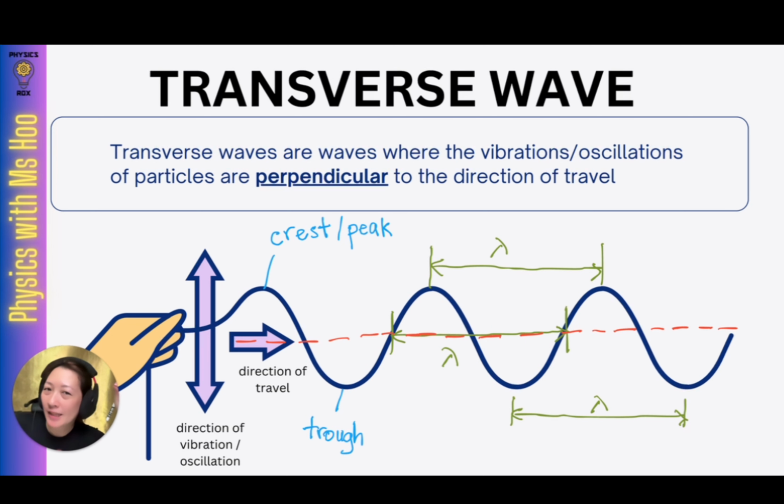So maximum displacement here refers to the biggest value of displacement of the particle from their original positions. And as you can see, this can be measured from the crest to the equilibrium position, or you could take it from the trough to the position of equilibrium. So I'm going to label the amplitudes here as A.